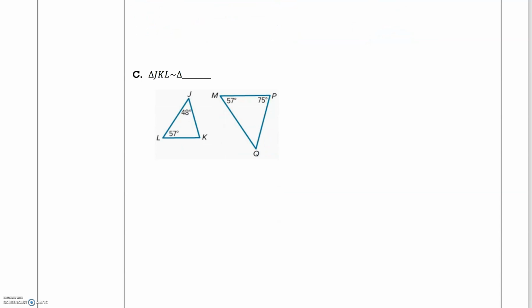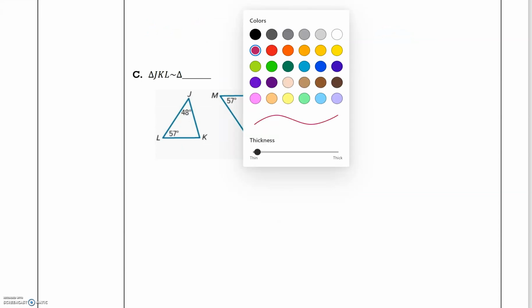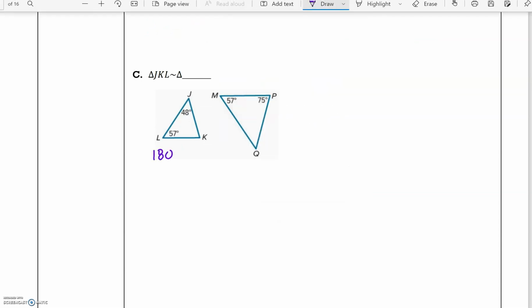So double checking over here, again, subtraction. Because 57 does match up, but 48 and 75, well, we just need to make sure this one's not 75 and this one's not 48. So if we subtract, yep, there we go, 75. So we do have at least two angles. So J is going to match up with Q, K and P, and L and M. So by angle, angle, similarity, those triangles are similar.